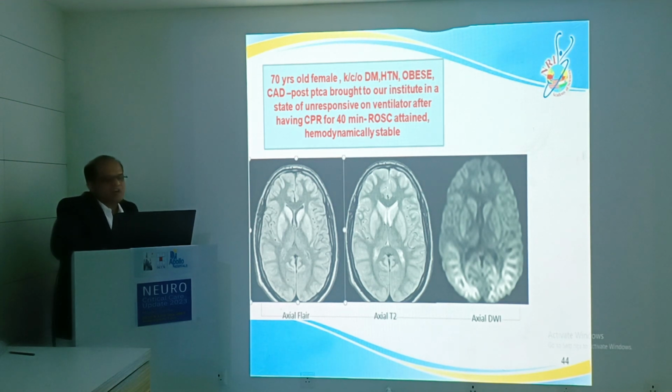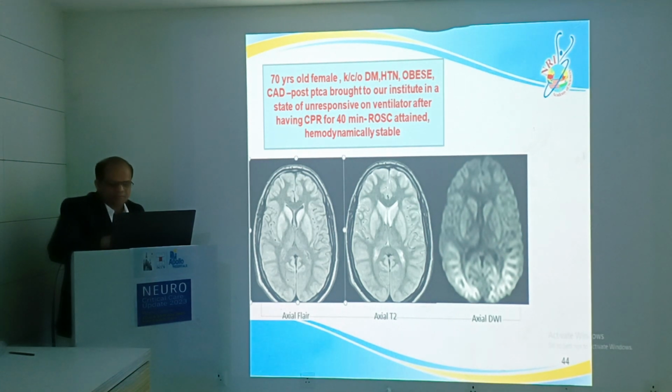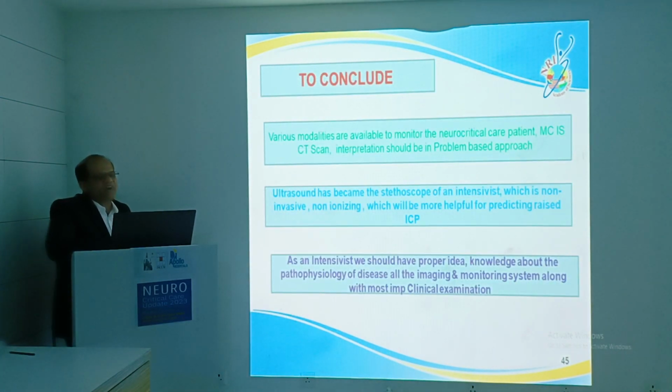The other film is of a 70 years old female patient, a known case of diabetes, hypertension, obese, CAD, post PTCA, brought to our institute in a state of unresponsiveness, on ventilator. After having CPR for 40 minutes, ROSC was attained. Hemodynamics are stable. Here in the axial FLAIR image, the hyperintensity is in the basal ganglia, and there is also bilateral symmetrical posterior hyperintensity in the diffusion weighted image. So more in favor of, yes, excellent, hypoxic encephalopathy.